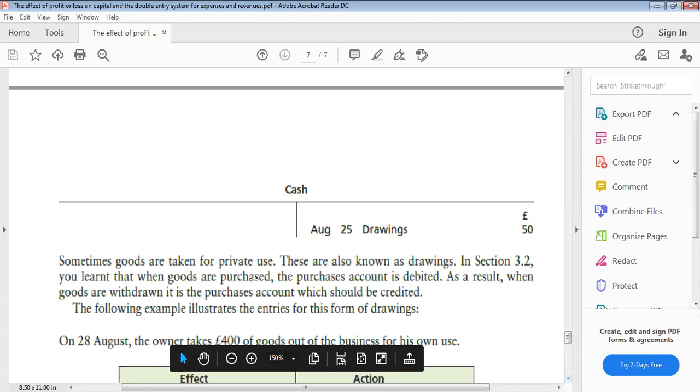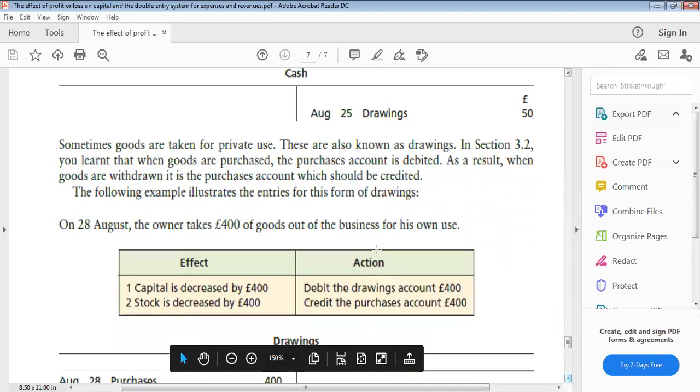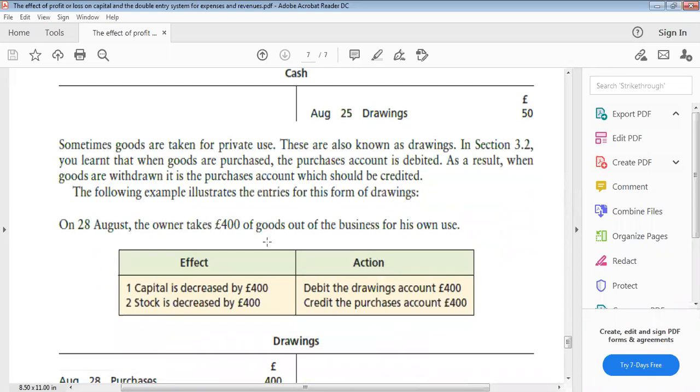In section 3.2, you learned that when goods are purchased, the purchase account is debited. As a result, when goods are withdrawn, it is the purchase account which should be credited. Now, the following example illustrates the entries for this form of drawings. On August 28, 2008, the owner takes $400 worth of goods out of the business for his own use.